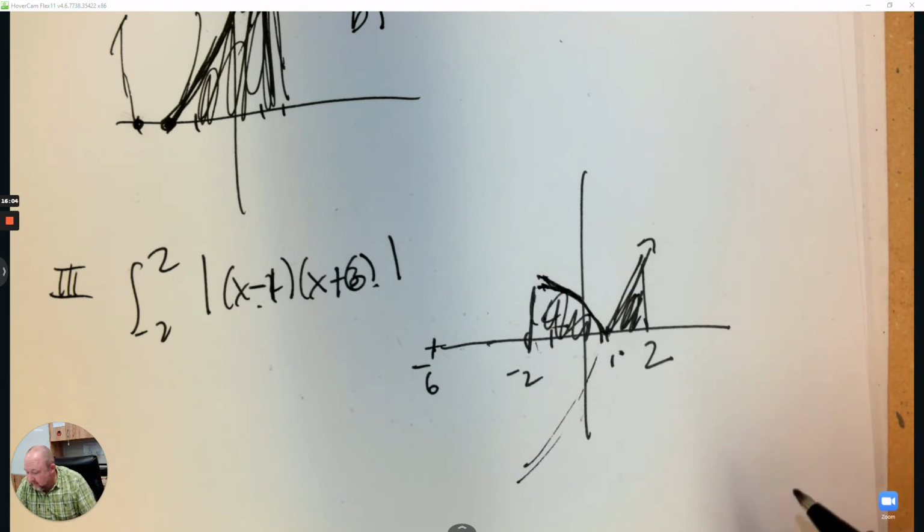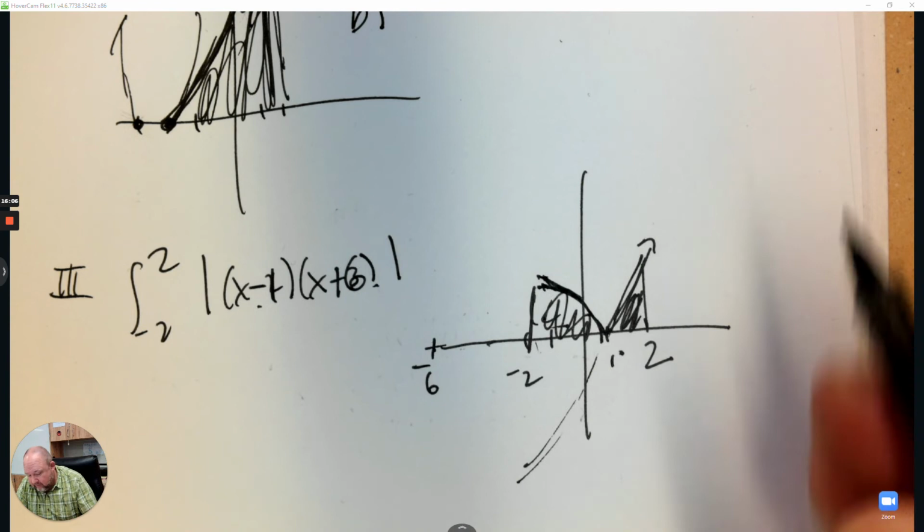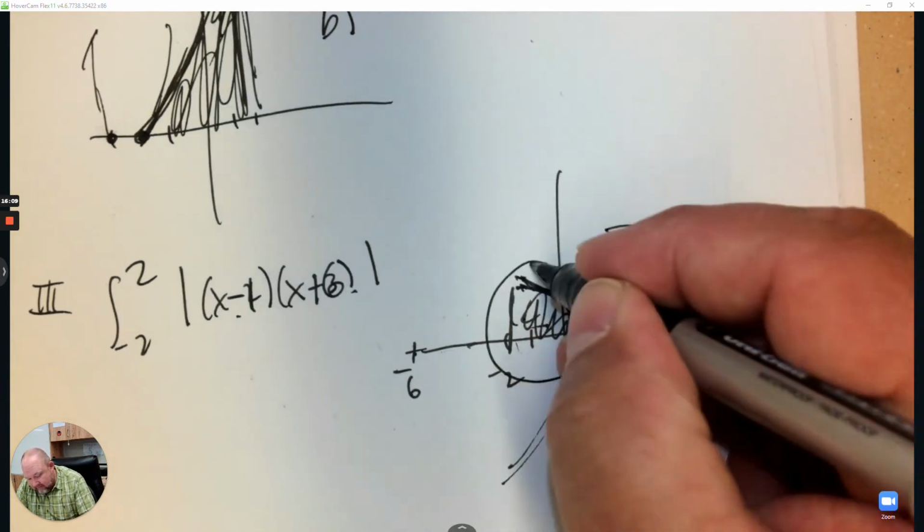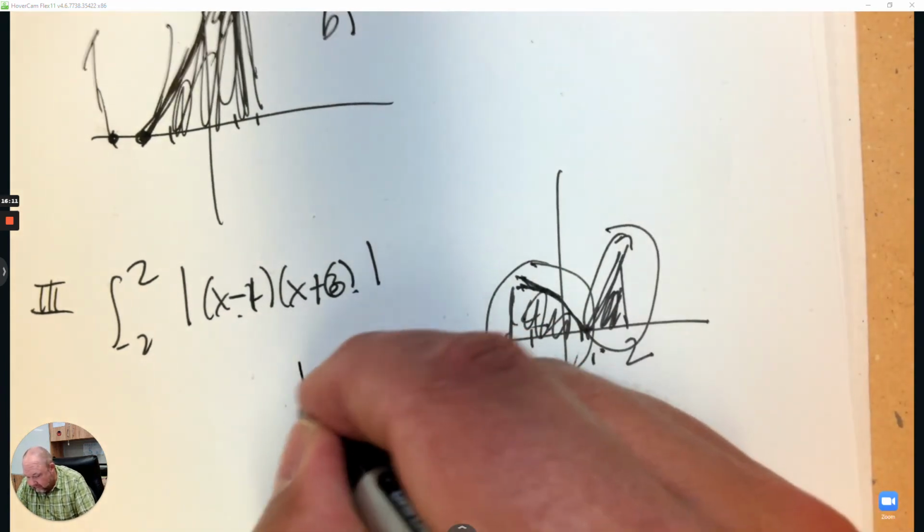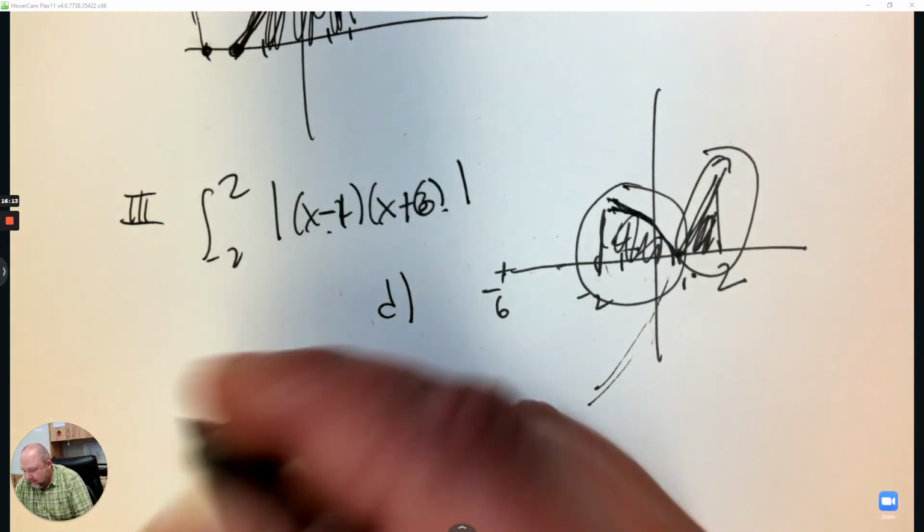D says the integral can only be done by using more than one. That's true. So you'd have to do this integral and this integral. You'd have to set up 2 integrals the way it looks.